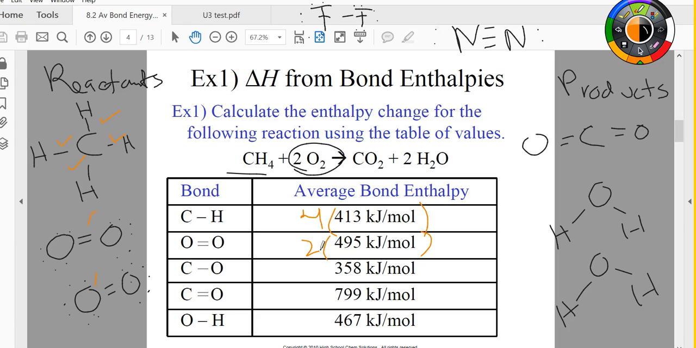But then over here, for the carbon dioxide, I have 1, 2 of those bonds. So I'm going to have to take 2 of that. Now, this is going to be in the side where I'm going to subtract. Are you following me? Okay. No?